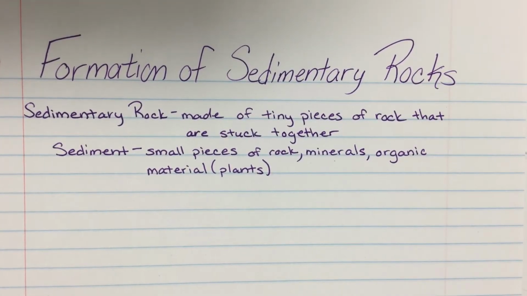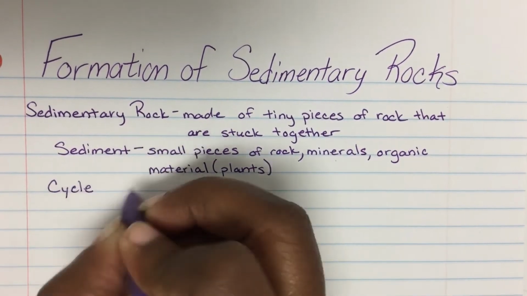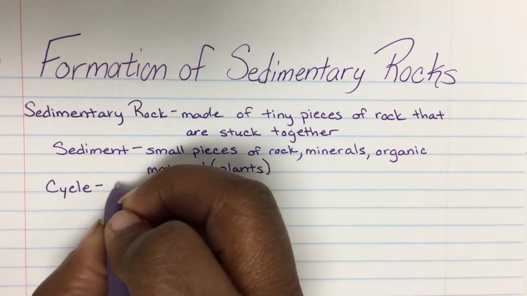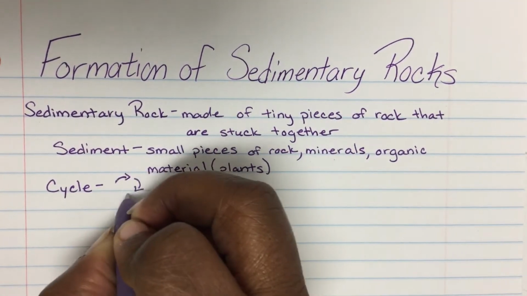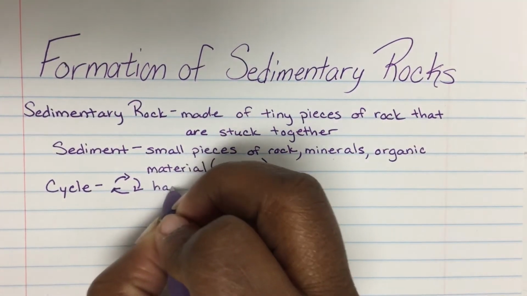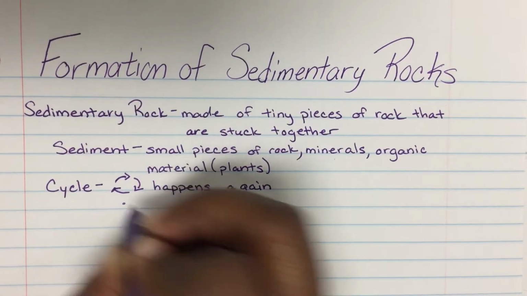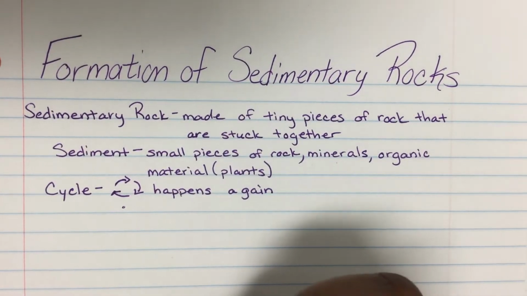A sedimentary rock goes through a cycle. A cycle is something that goes around, or it happens again and again. In other words, the process is never ending. It doesn't stop.